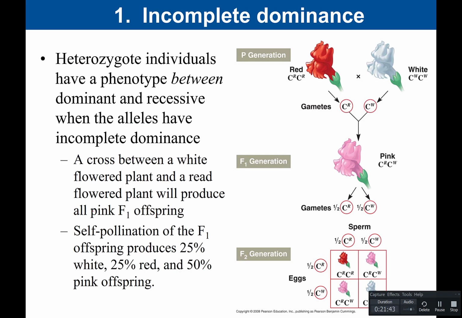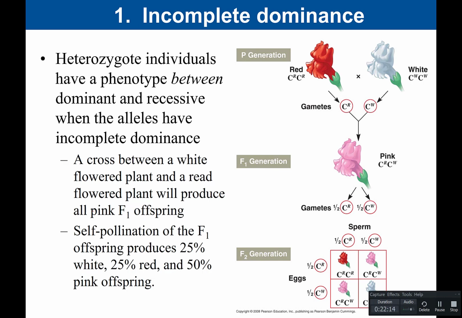So we're going to start with our incomplete dominance. Incomplete dominance is where the heterozygous have a phenotype in between the dominant and the recessive. So if you remember back to Mendel's experiments, when he crossed purple and white, the offspring were either purple or white. There was no lavender. There was no color in between. They were either the dominant phenotype or the recessive. There was no in between.